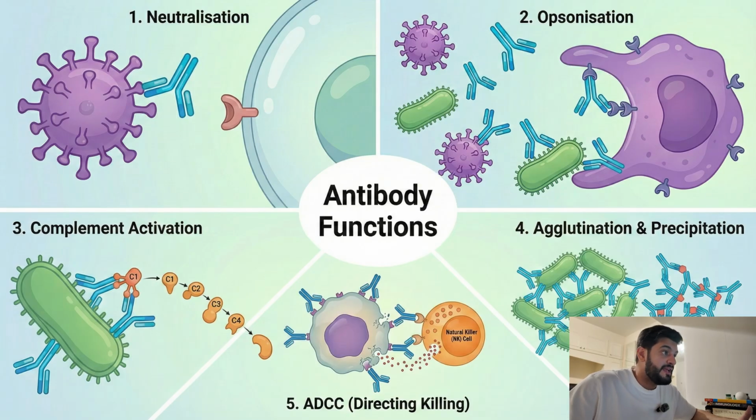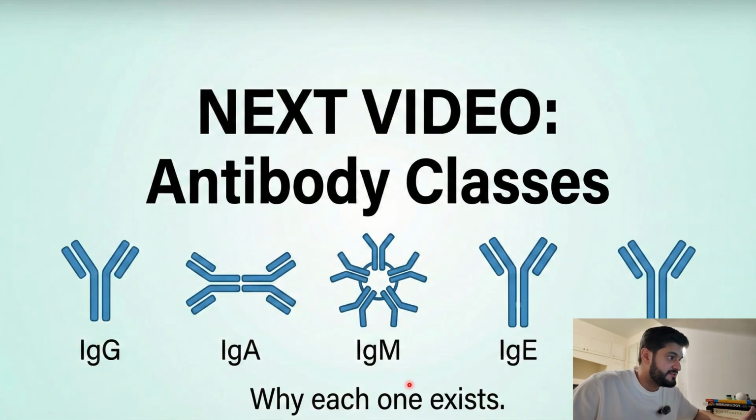So, in conclusion, antibodies protect the body by neutralizing pathogens, tagging them for destruction, activating the complement system, clumping antigens, and directing immune cells to kill the infected cells. And here's an image to summarize all the functions of the antibody at once.